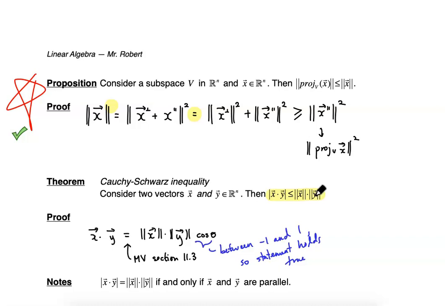Lastly, the Cauchy-Schwarz inequality is an equality only if x and y are parallel. If x and y are parallel, cosine theta equals 1, so you will get x dot y equals magnitude of x times magnitude of y. x and y can also be parallel going in opposite directions. In that case, cosine theta equals -1, and that still works because there was an absolute value here.